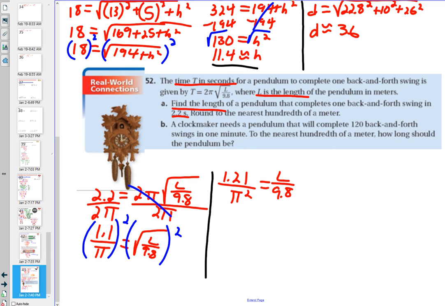What's the last step to solve for the length? You could do a proportion. You could. I don't think you need to though. Cross multiply. Well, yeah, you could, but you don't have to. I would just multiply by 9.8. If that L was on the bottom for some reason, I would definitely do a proportion. But when the L is in the numerator, just multiply by 9.8. So, can somebody use their fancy calculator to tell me what is 9.8 times 1.21 divided by pi squared? And then round to the nearest hundredth.